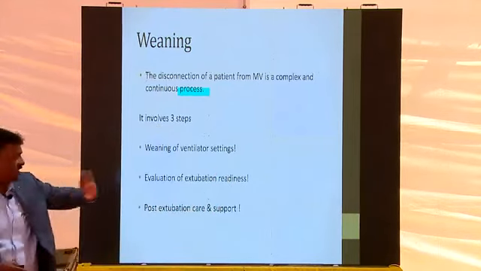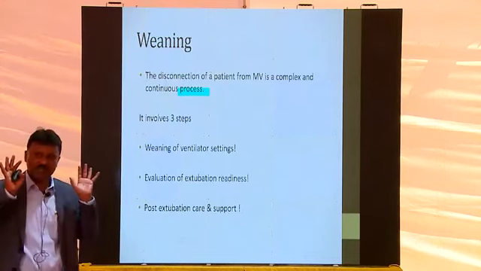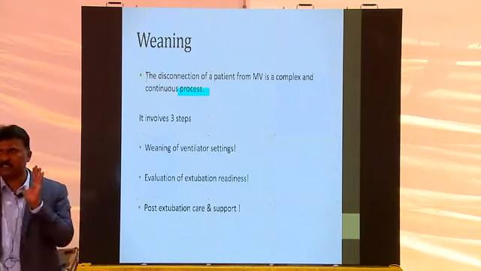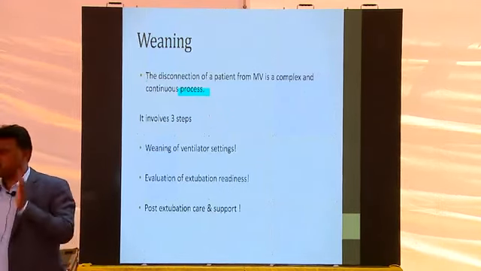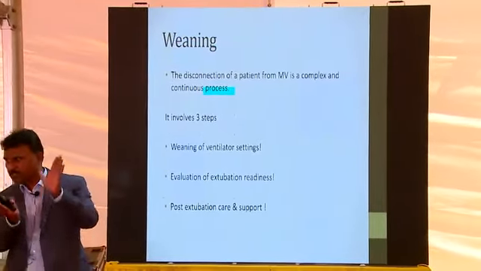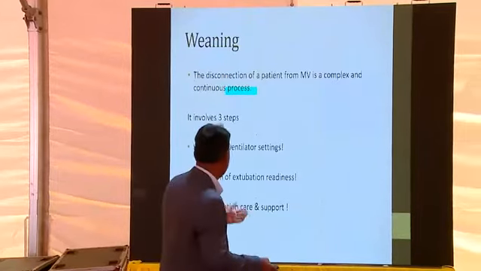Basically there are 3 steps. One is weaning the ventilator settings per se. The second thing is evaluation. First you come down on the ventilator settings, then you decide whether he is ready to be extubated, and the third thing is, once I extubate, what do I do with this baby? These are the complete steps involved in weaning the baby off the conventional ventilator.